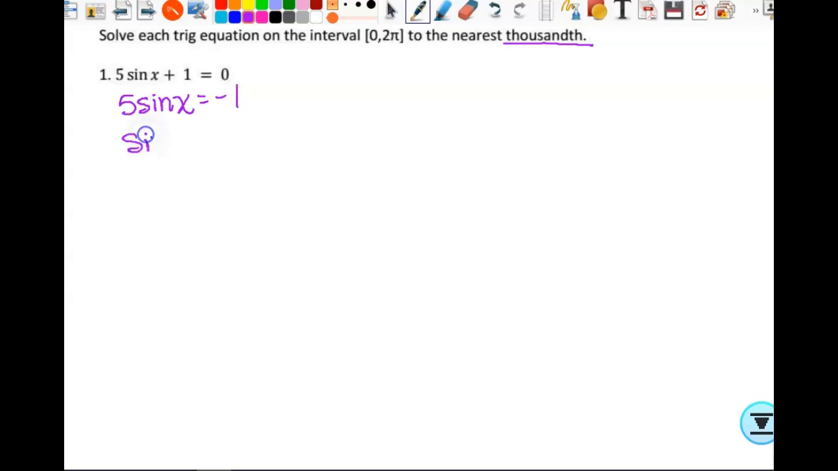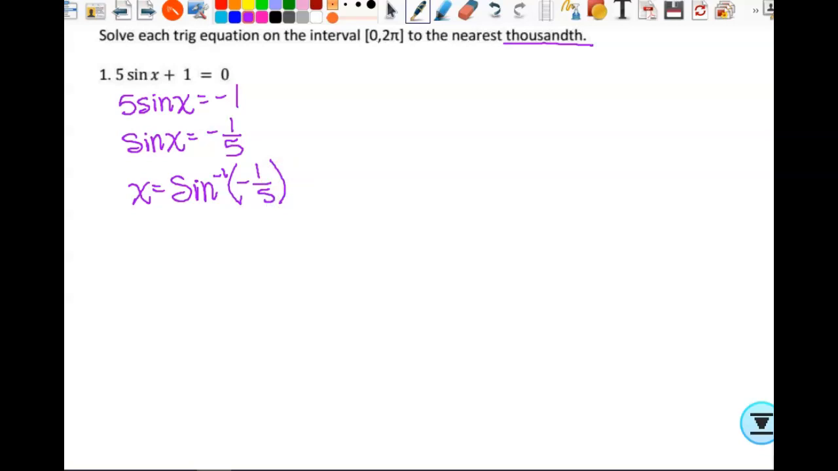So then the sine of x is equal to negative 1/5, which means x is equal to the sine inverse of negative 1/5. Do not touch your calculators yet, because I guarantee you will do it wrong. Okay? Because that's not what we're typing in.